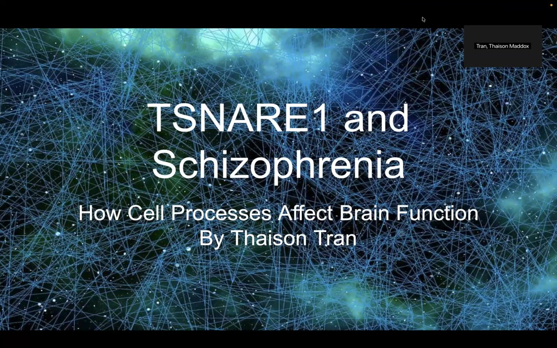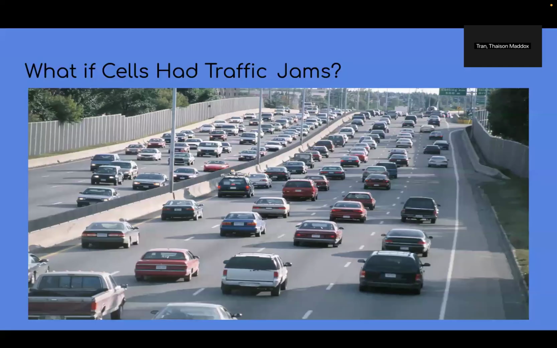Hello, everyone. Today I'm going to be explaining how a gene called TSNARE1 may be connected to schizophrenia and how it affects brain cells. To start off, let's ask the question, what if cells had traffic jams? Imagine if your brain cells had traffic jams inside them. Now, just like how traffic slows down cars, problems inside cells can slow down how the brain works.